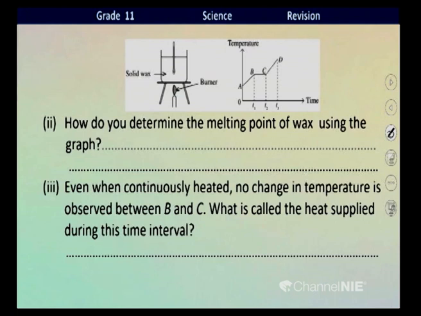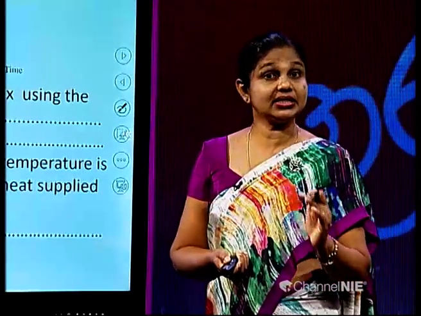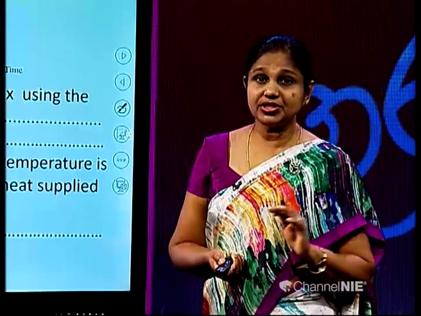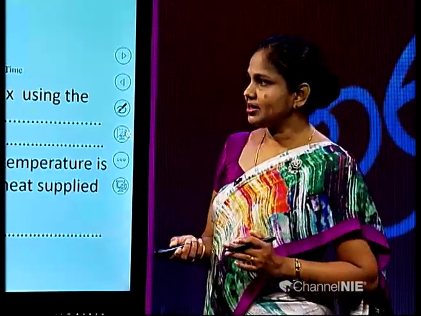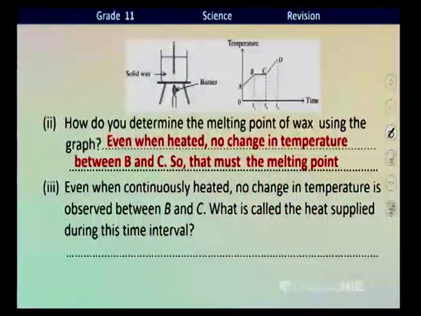Here, the next question: how do you determine the melting point of wax used in the graph? As I told you at the start of the question, children, melting point starts from B because even though heat is supplied, no change in temperature is shown in between B and C. Then B must be the melting point of wax. Right. This is the answer, children. Even when heated, no change in temperature between B and C, so that must be the melting point.